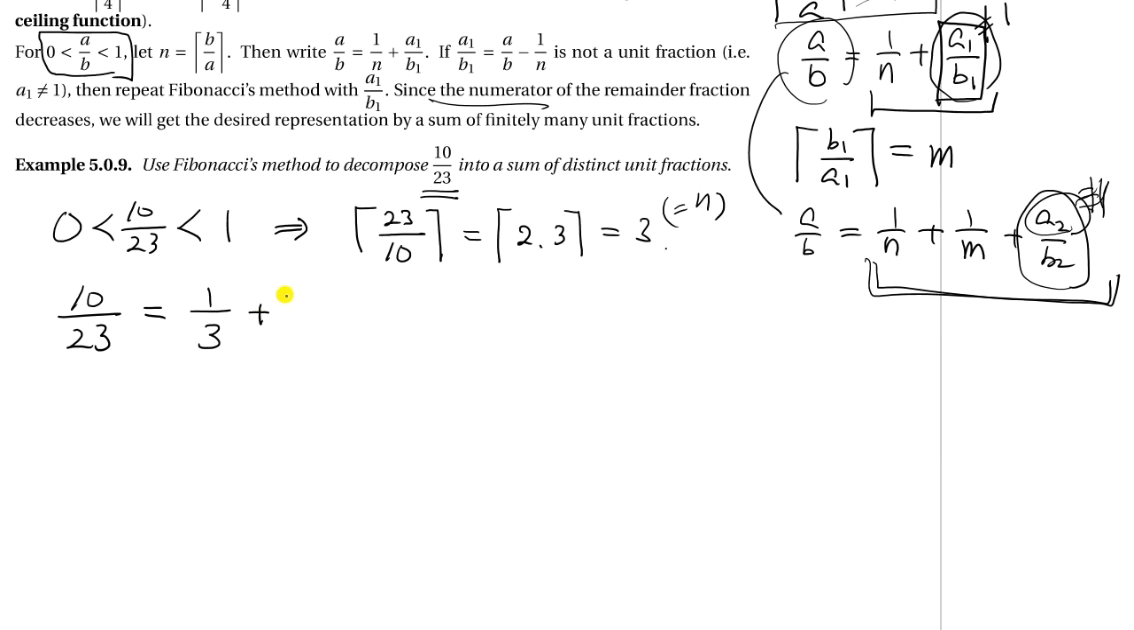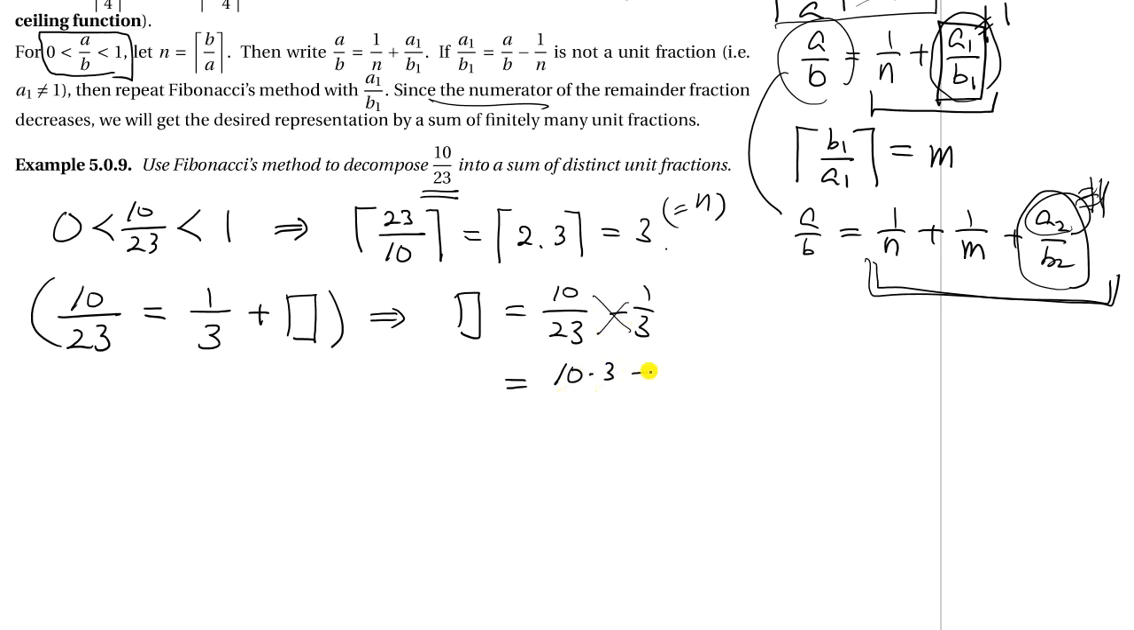So that number, let me just put a square rectangular. Okay? We are looking for that. Because of this, the form that we are looking for is actually 10 over 23 minus 1/3. So from here, let's make a common denominator. By cross multiplication, 10 times 3 minus 1 times 23 over 23 times 3, right? So it's 30 minus 23 over 69. So that is 7 over 69.